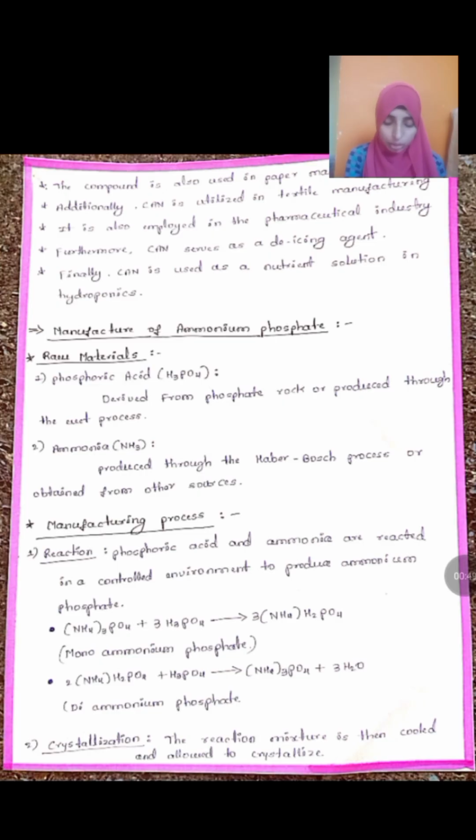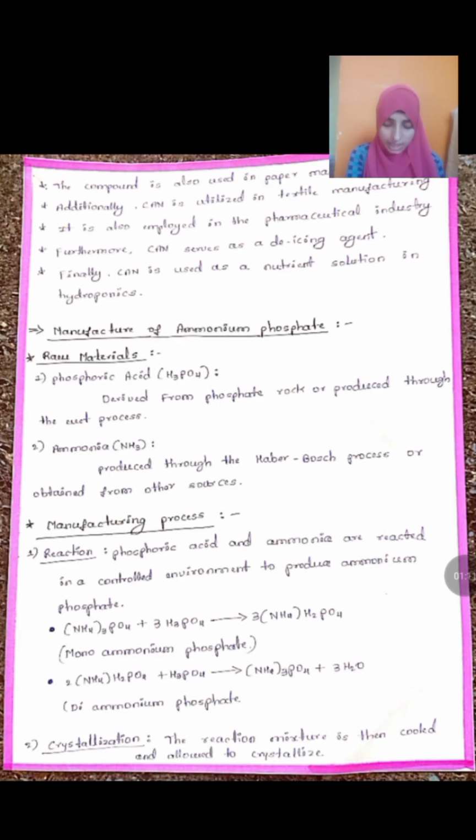NH3 + H3PO4 gives NH4H2PO4. This reaction is named monoammonium phosphate. The second reaction is NH4H2PO4 + NH3 gives (NH4)2HPO4. This reaction is named diammonium phosphate.